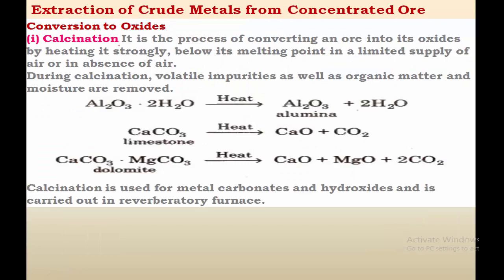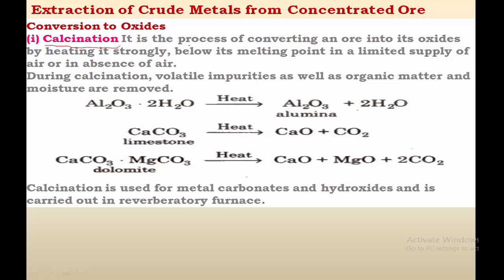The next one is extraction of crude metals from concentrated ore. So the third step after concentrating the ore involves two steps, that is conversion to oxides and then reduction of metals. So how to convert an ore into oxides? This can be done in two ways. One is calcination and another one is roasting. So what does calcination mean?